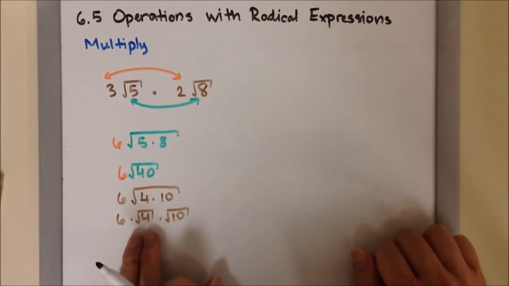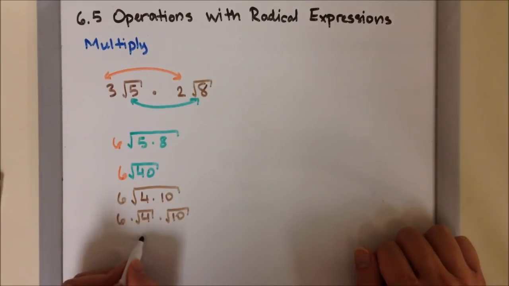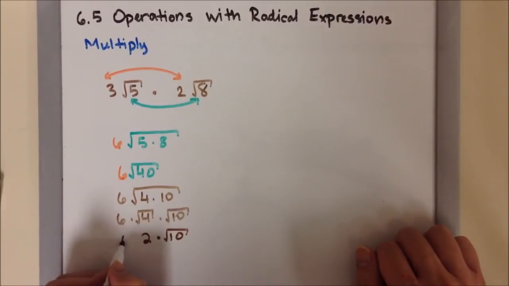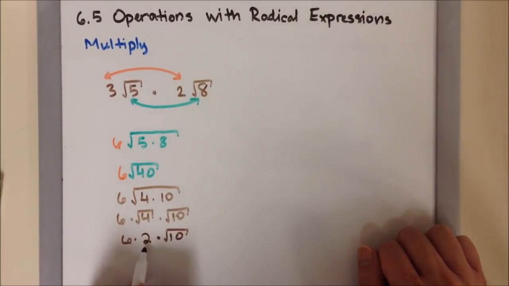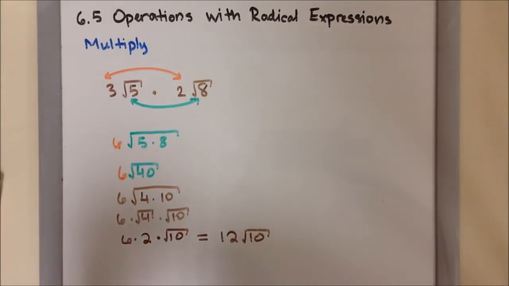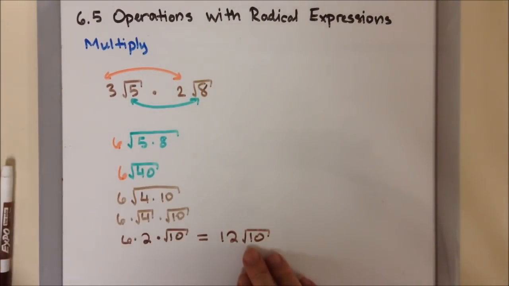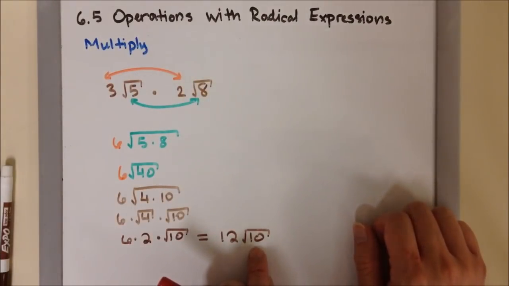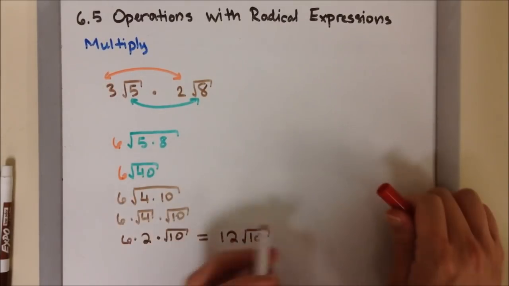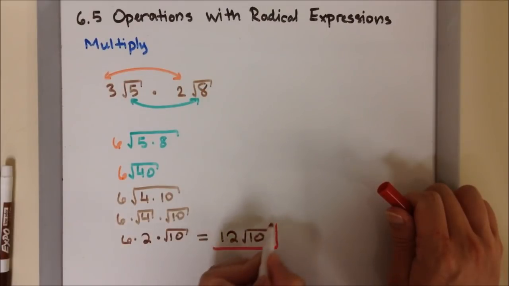And then the only thing I can simplify is the square root of 4, which will be 2. And I bring down everything else. So 6 times 2 is 12. And I still have the square root of 10. So that would be my final answer, and I know for sure I cannot simplify square root of 10 any further because I cannot break 10 into two numbers where one of them is a perfect square number. So this is my final answer.